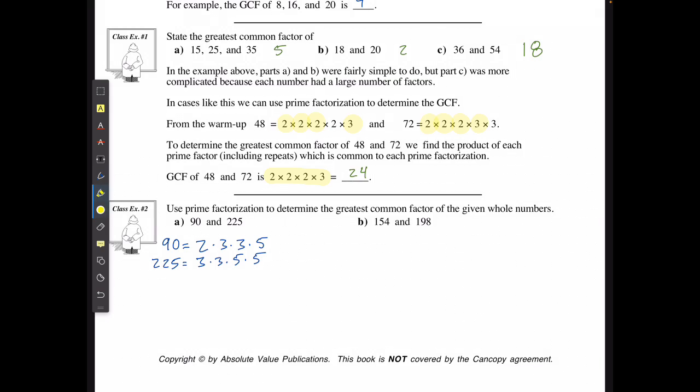And I'm looking for what is the same. Well, they both have 2 3s, and they both have a 5, which means that I can state that the greatest common factor, or we just call it GCF for short, is equal to 3 times 3 times 5, which in this case is going to give me 45. That's the biggest number I can divide both of these by.